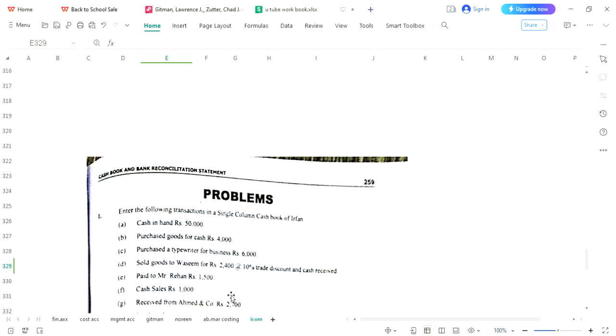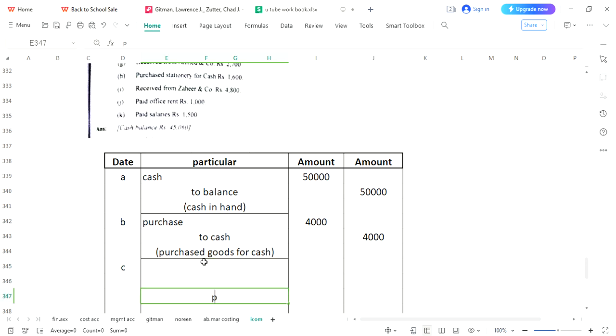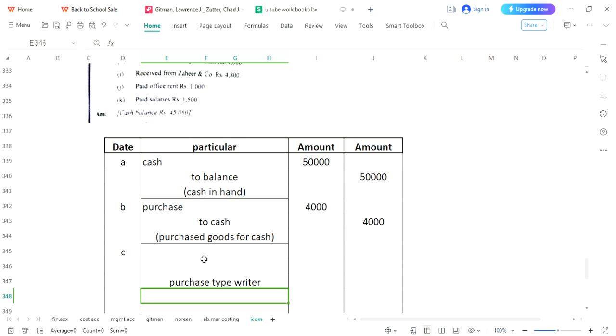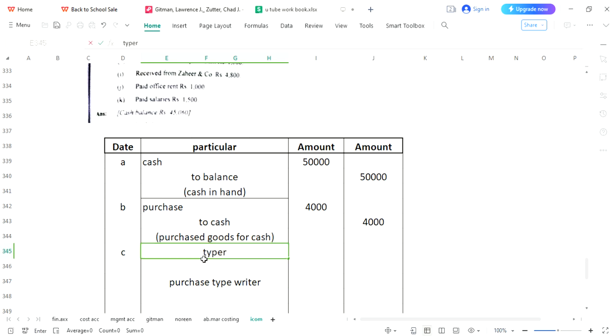Now we will see what C entry is saying, purchase typewriter. So you can write purchase typewriter. Guys, please understand, typewriters are usually for business use as assets. They are not bought for resale purposes. So purchased typewriter means typewriter is coming in. Typewriter is your asset. Asset is increasing. Increase in asset should be written on the debit side. So you will write typewriter on the debit side, and as usual you will align it at the left side.